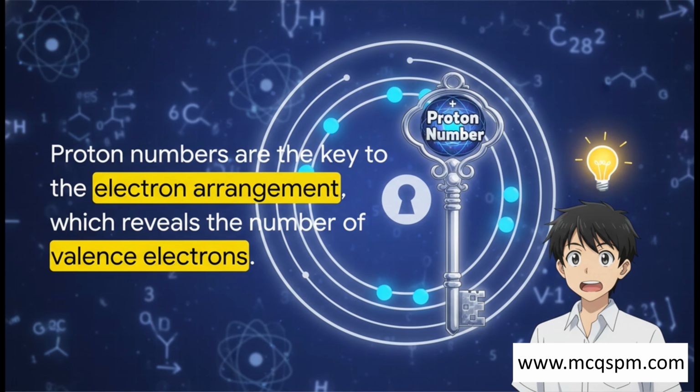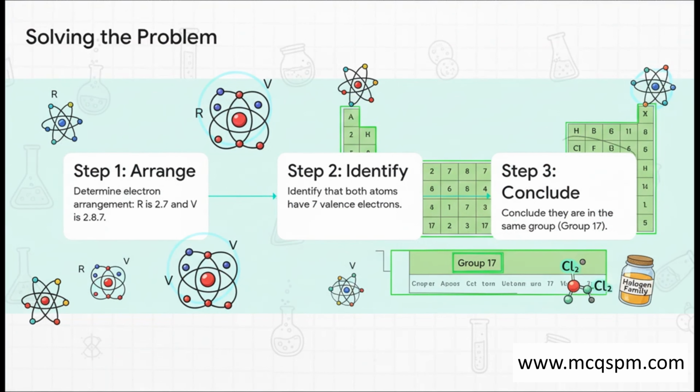Now, let me tell you about a super common mistake students make here. They see letters like R and V instead of actual element names, and they just panic. But don't forget the golden rule. That proton number is your key. It unlocks the electron arrangement, and that's the information you really need. So the trick is to just follow the steps.